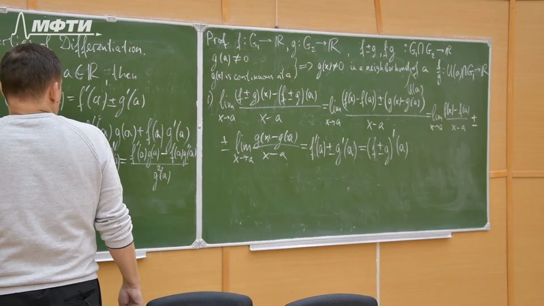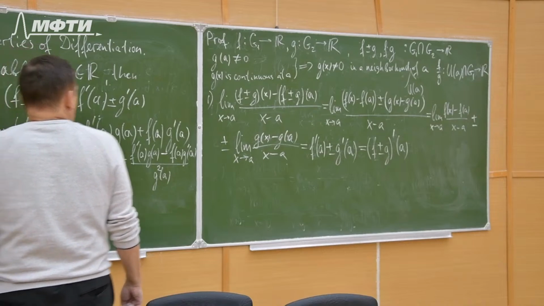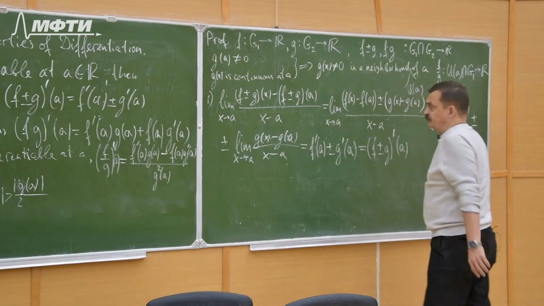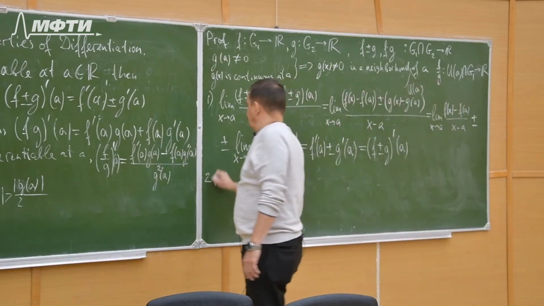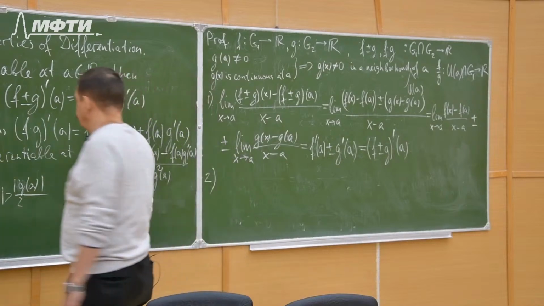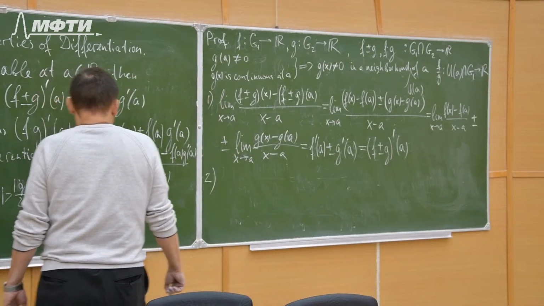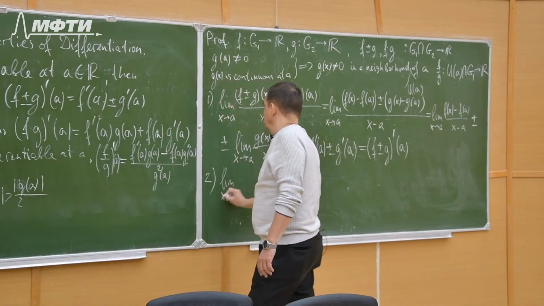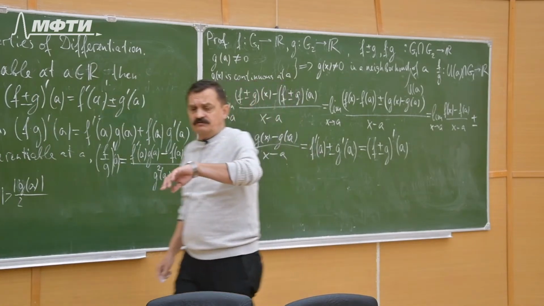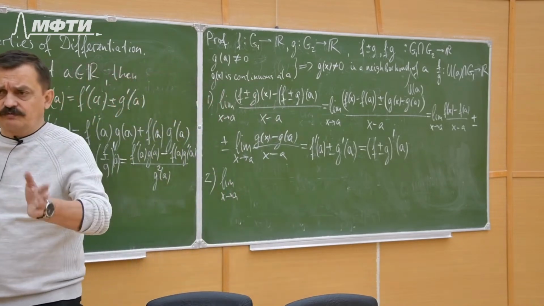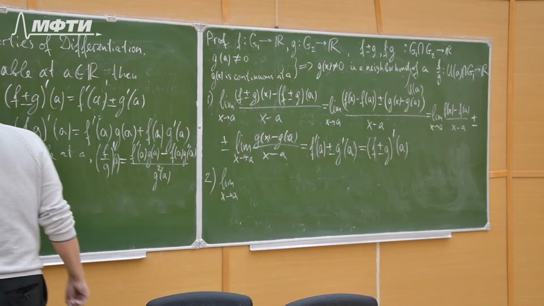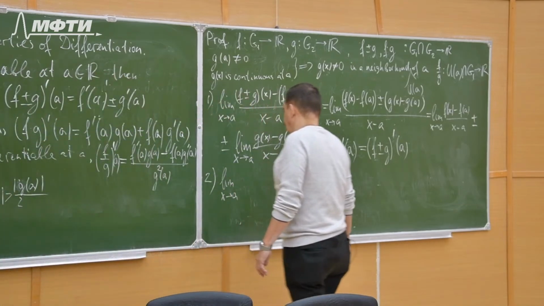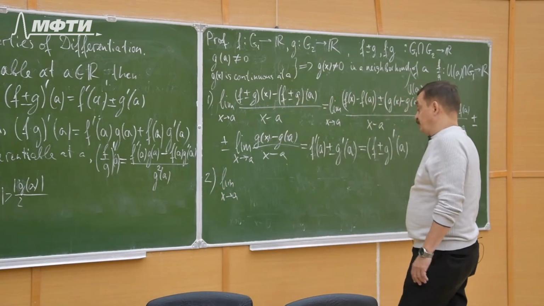Okay, so now we have proved the first property. The second property, for the product. Here we should consider the limit as x tends to a. I forgot to say that we will continue without a break because we lost a lot of time.